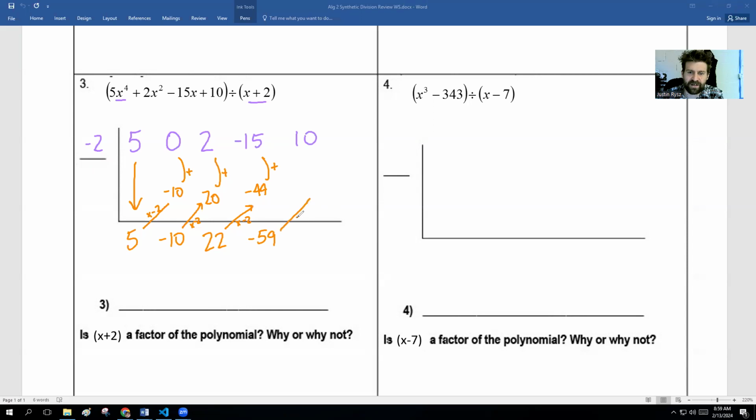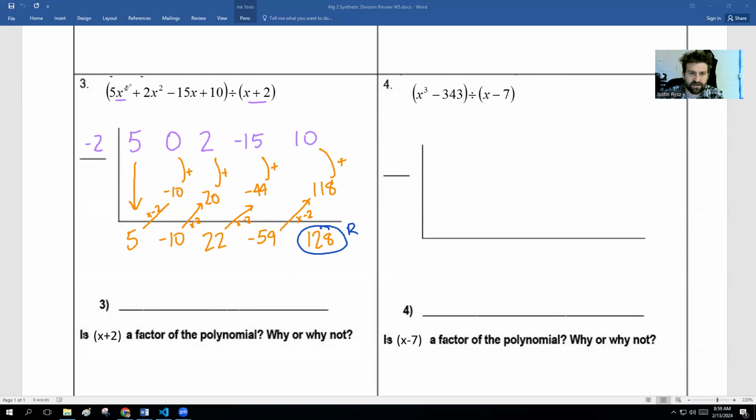We times that by -2. Well, let's see, that's 118. We add that to 10, our last number, that's 128. Hot dog, we got some big numbers. That right there is our remainder. So let's start writing our answer here.